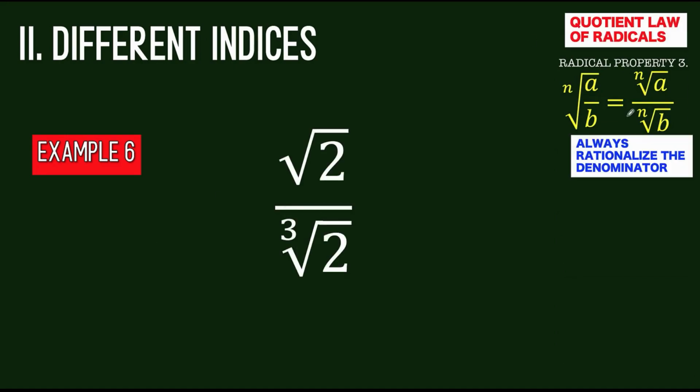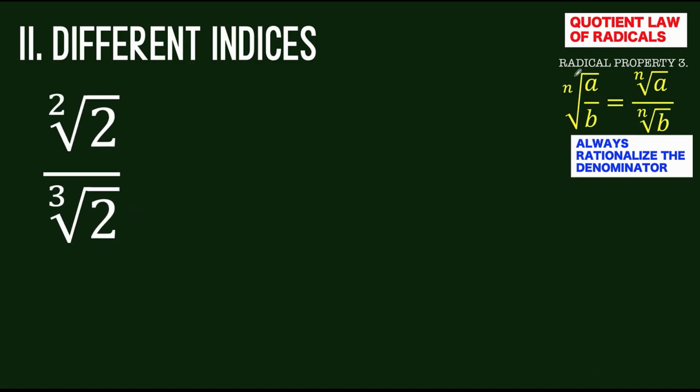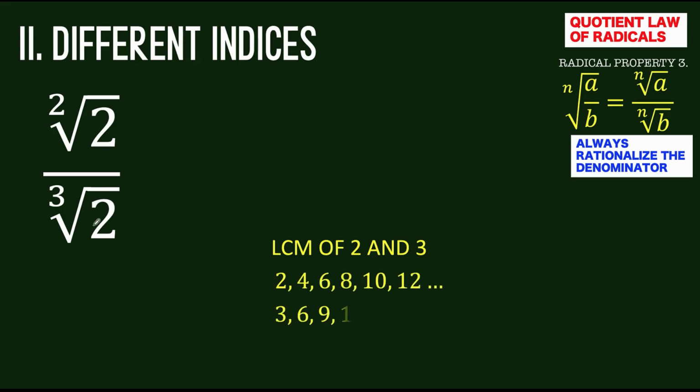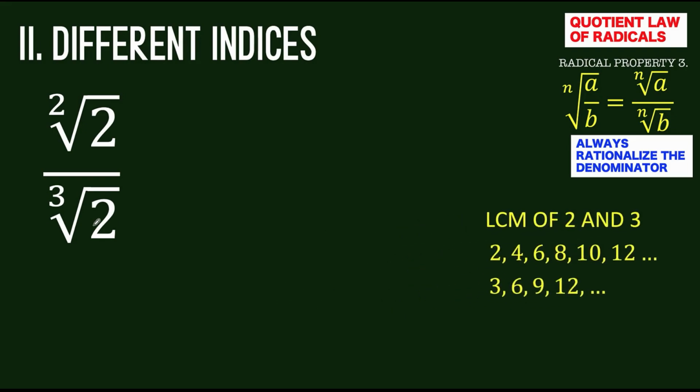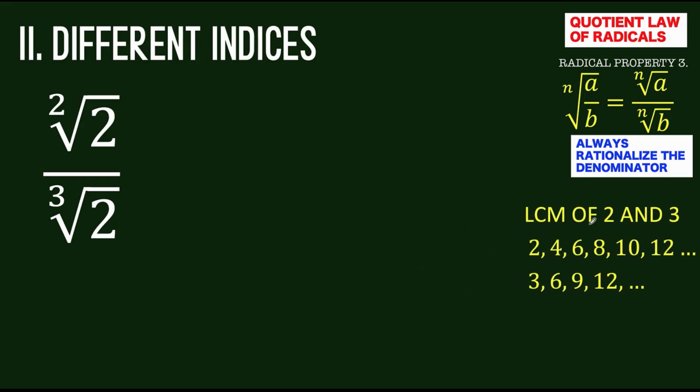Let's say we have square root of 2 over cube root of 2. Again, the idea here is we still use the same quotient law of radicals. We are just adding some more steps to convert these radicals with different indices into radicals with the same indices so that we can apply the property. So we want to get the LCM of the indices 2 and 3. Multiples of 2 are 2, 4, 6, 8, 10. Of 3 are 3, 6, 9, 12. We want the lowest common multiple, and that is 6.